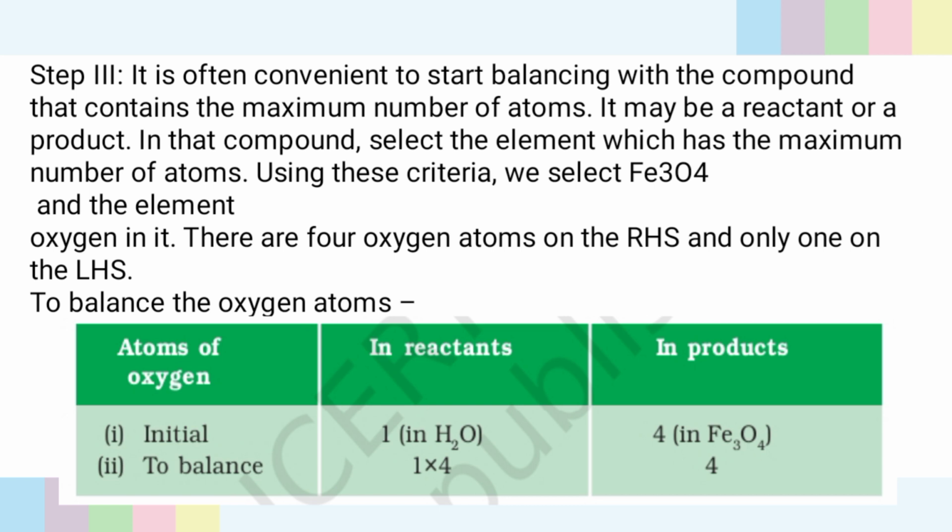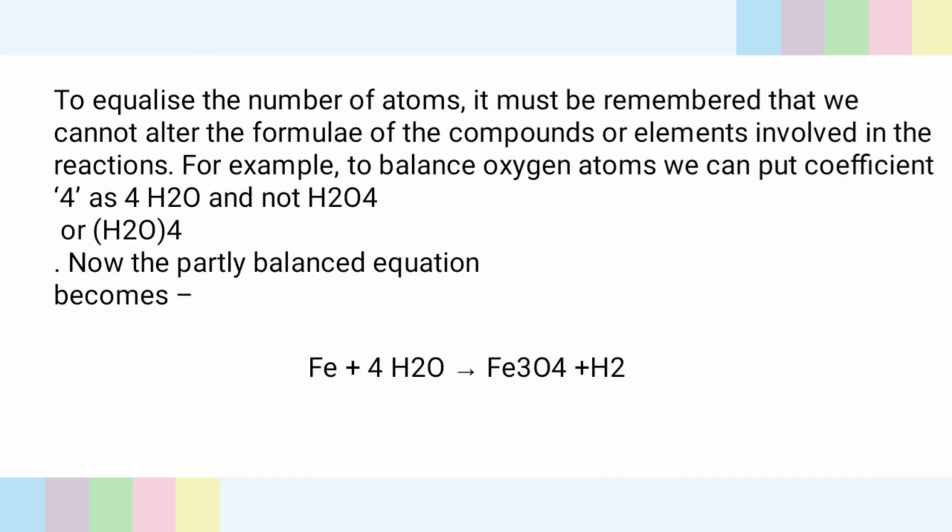To balance, you have to multiply that number. So 1 into 4. If you do 1 into 4, you have 4 atoms of oxygen on the reactant side, as we have in the product side. So you multiply the 1 atom of oxygen by 4, 1 into 4. To equalize the number of atoms, it must be remembered that we cannot alter the formulae of the compound.